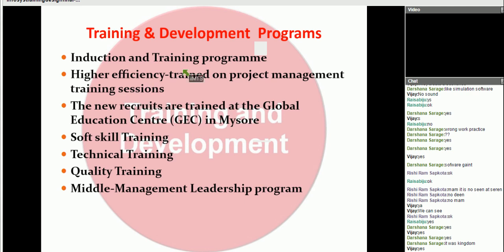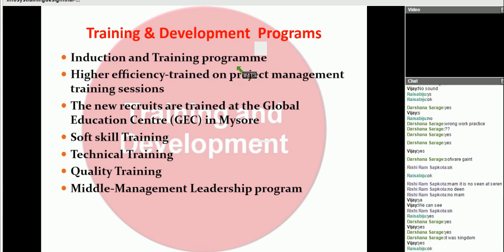So they provide training of induction and training. You understand the meaning of induction? Induction, orientation is the same. It's like your intro to the thing which you are undertaking. So induction training is there, then higher efficiency, trained on project management training sessions. The new recruits are trained at the Global Education Center. Then soft skill training is given. You understand the meaning of soft skill training? Muhammad, Darshana, Raiza, Vijay and Rishiram. Soft skill training. What is that?